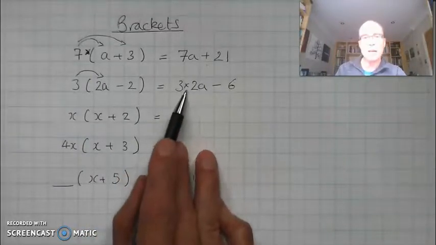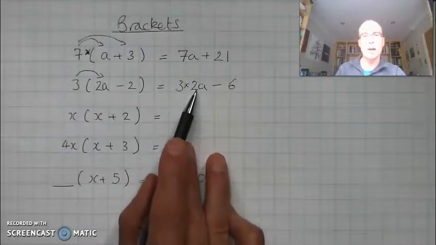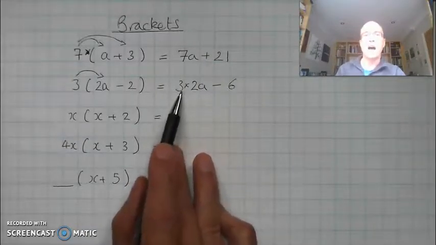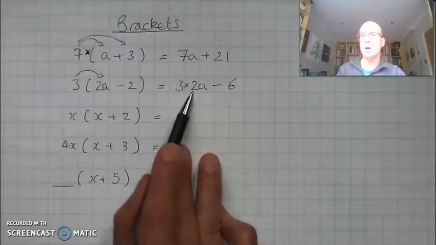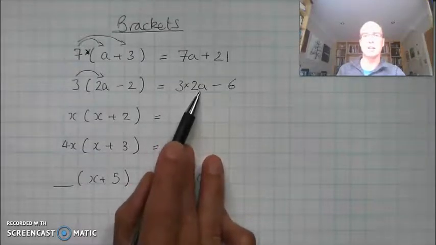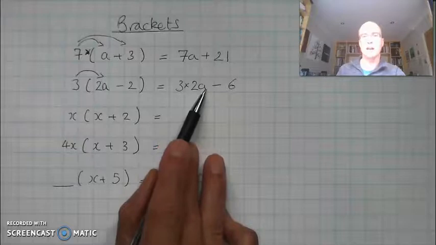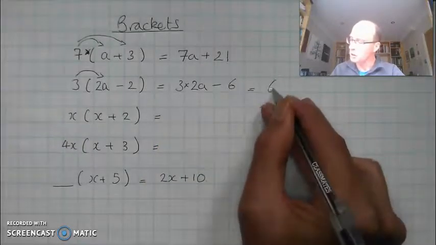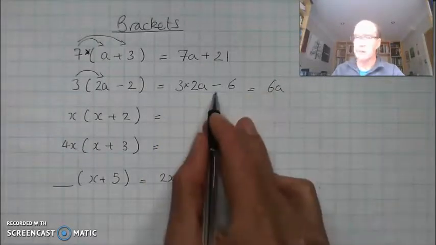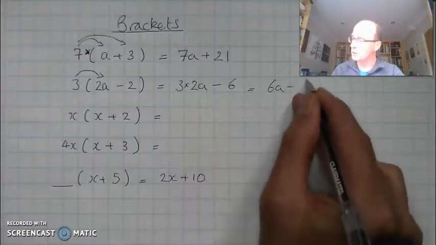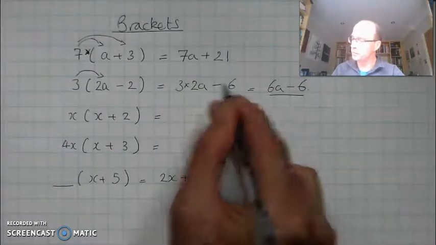Let's have a think about what I mean here. 3 lots of 2A. Well, 2A is just 2 times A. But the 3 times 2 bit, well, I know what that is. 3 times 2 is just 6. So this is 6 lots of A. So this is going to be equal to 6 lots of A. And then I need to remember my minus 6, minus 6.